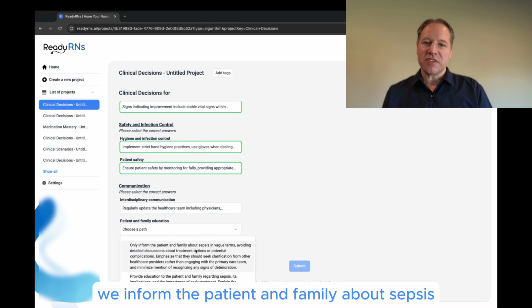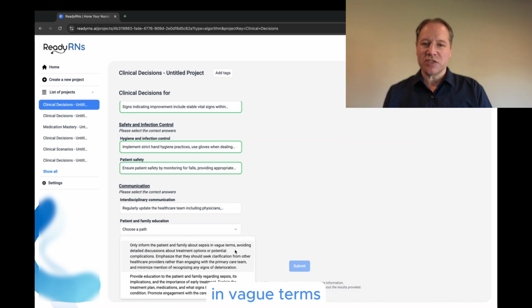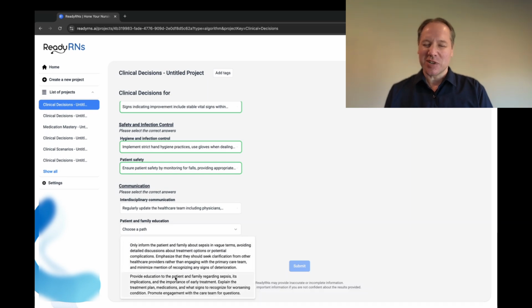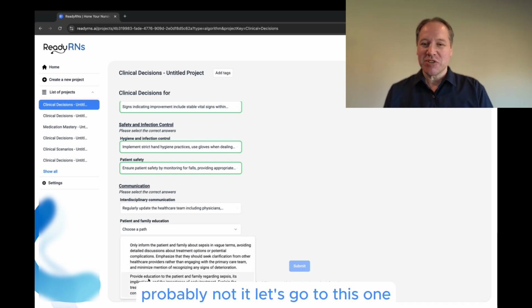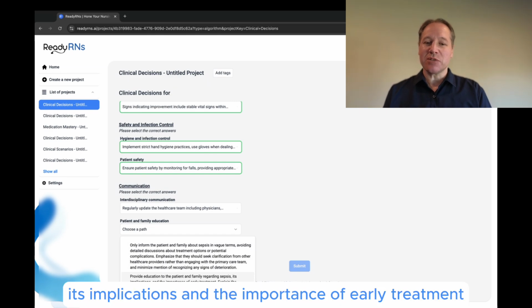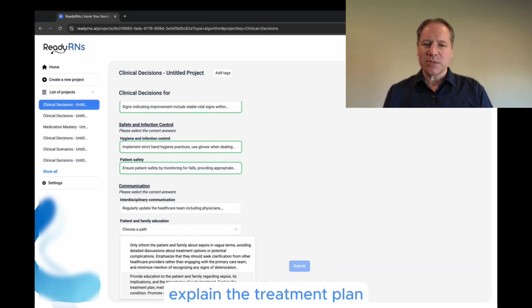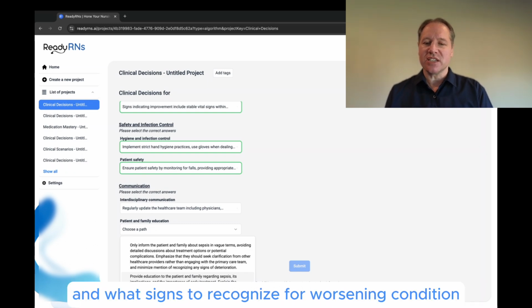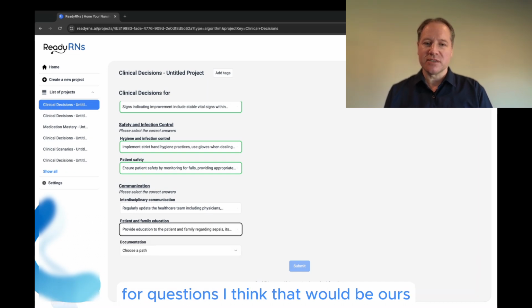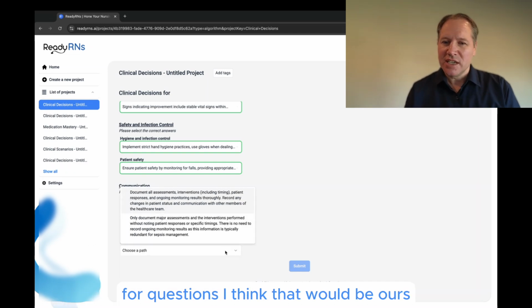Only inform the patient and family about sepsis in vague terms, avoiding detailed discussions about treatment options or potential complications. Probably not it. Let's go to this one. Provide education to the patient and family regarding sepsis, its implications, and the importance of early treatment. Explain the treatment plan, medications, and what signs to recognize for worsening condition. Promote engagement with the care team for questions. I think that would be ours.